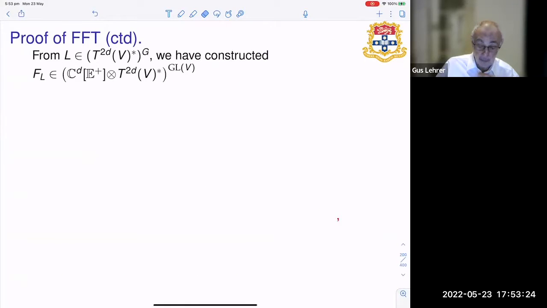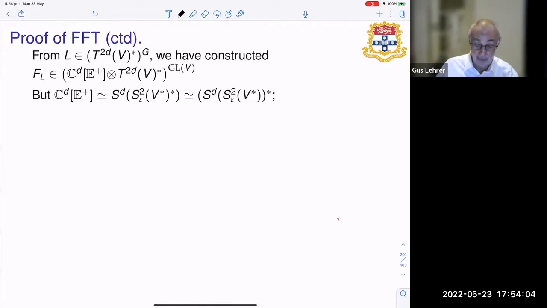So to summarize what we've done so far, we've started off with an invariant functional on an even tensor power of V, and we've produced from that a function FL, which is invariant under GLV, which is degree D in E plus and degree 1 in these variables.